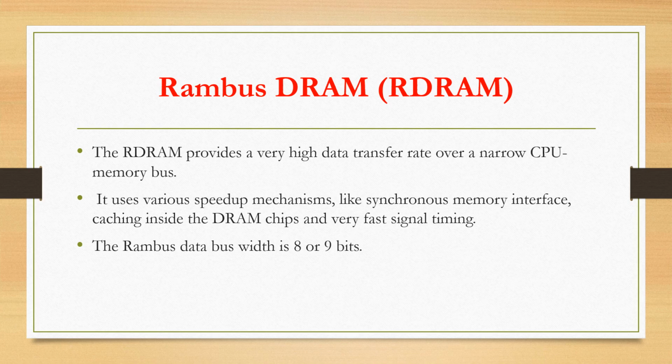RAM bus DRAM, or RDRAM. This provides a very high data transfer rate over a narrow CPU memory bus. And it uses various speed-up mechanisms like synchronous memory interfaces, caching inside the DRAM chips and very fast signal timing. The RAM bus data bus width is nearly 8 or 9 bits.